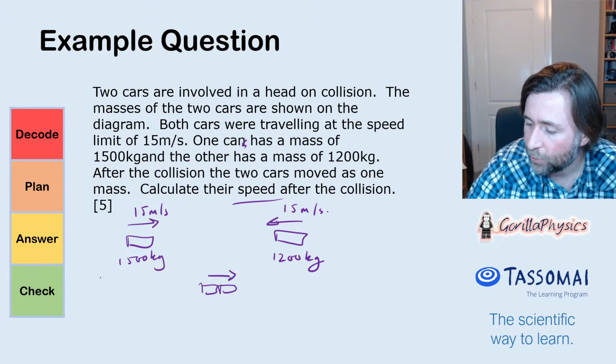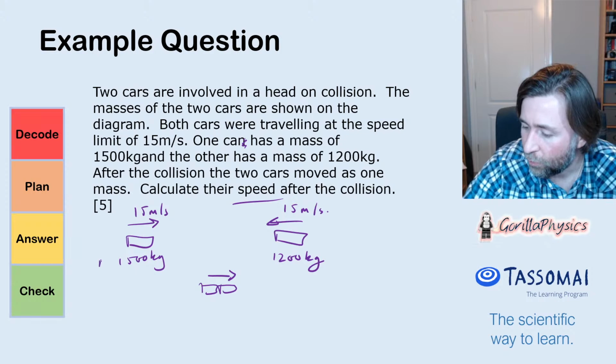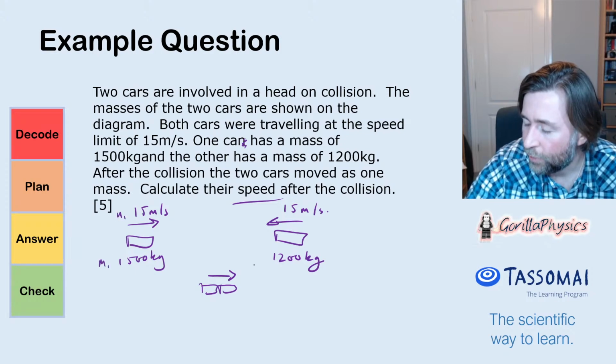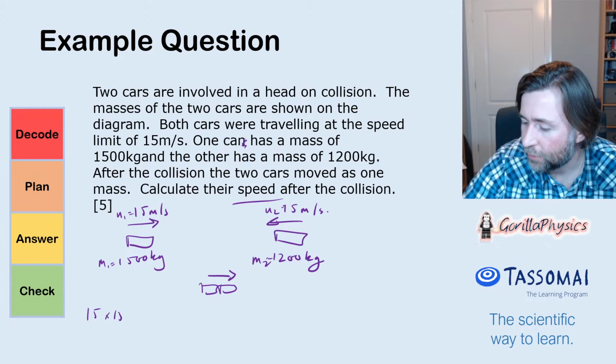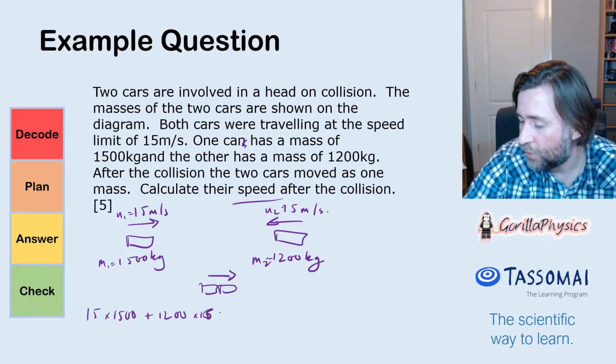What we need to do first of all is work out the initial momentum, which is m1 u1 plus m2 u2. So 15 times 1,500, and I don't know the way around, doesn't matter, does it? Plus 1,200 times 15. Now that is the initial momentum.